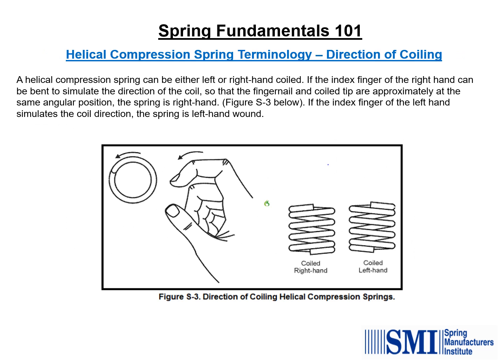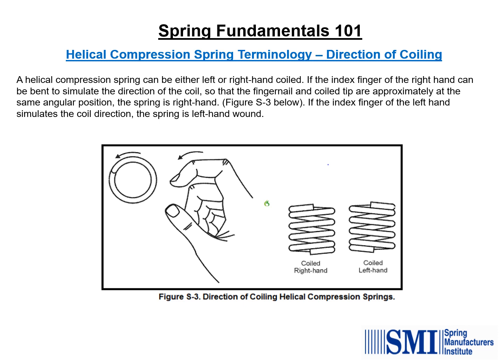A helical compression spring can be either left or right hand coiled. If the index finger of the right hand can be bent to simulate the direction of the coil so that the fingernail and coil tip are approximately at the same angular position, the spring is right hand. If the index finger of the left hand simulates the coil direction, the spring is left hand wound.